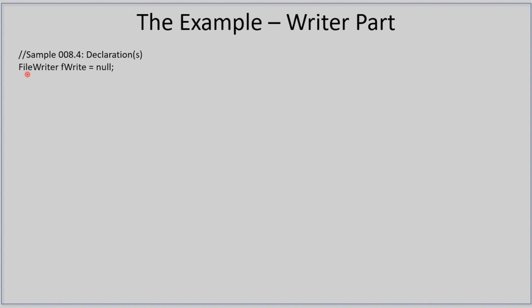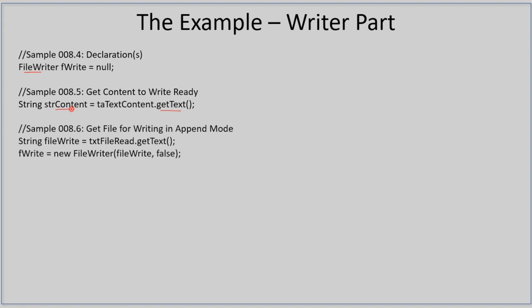Next, we have a FileWriter. Previously, using TA text content, we used the setText method to set the content which was read from the file. Now the user will type something in the TA text content and we make use of getText, and getText will return a string. This will be our text field in the UI, and we get the file name and store that in a string called fileToWrite.